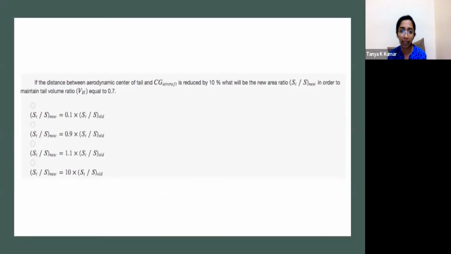If the distance between the aerodynamic center of the tail and the CG of the aircraft is reduced by 10%, what will the new area ratio be in order to maintain the same volume ratio? Just ignore that 0.7. How do we proceed with this question? Can somebody tell me how we start? Somebody unmute and speak.